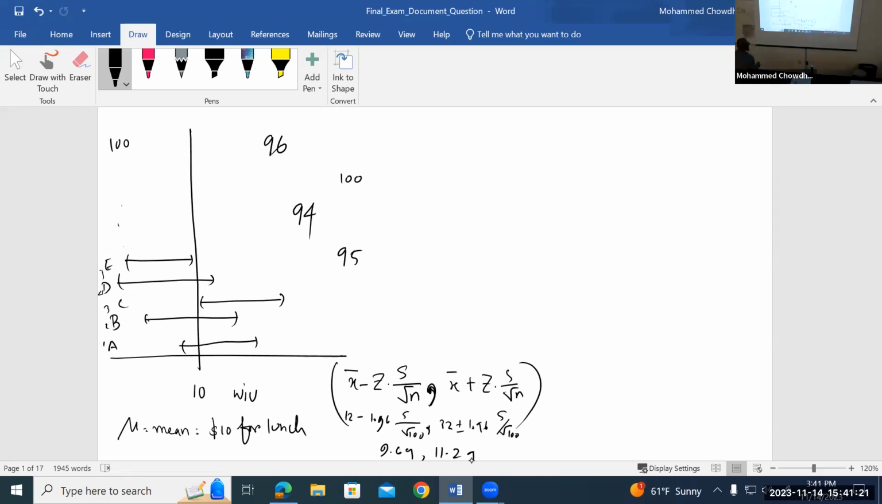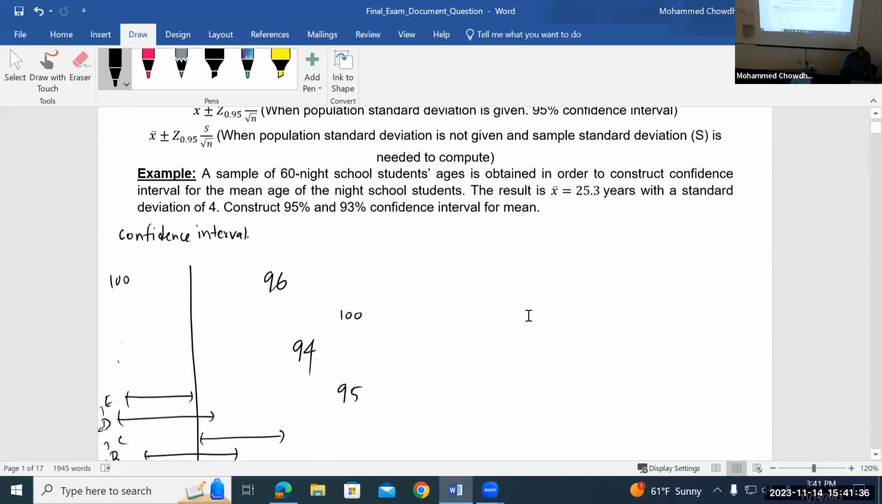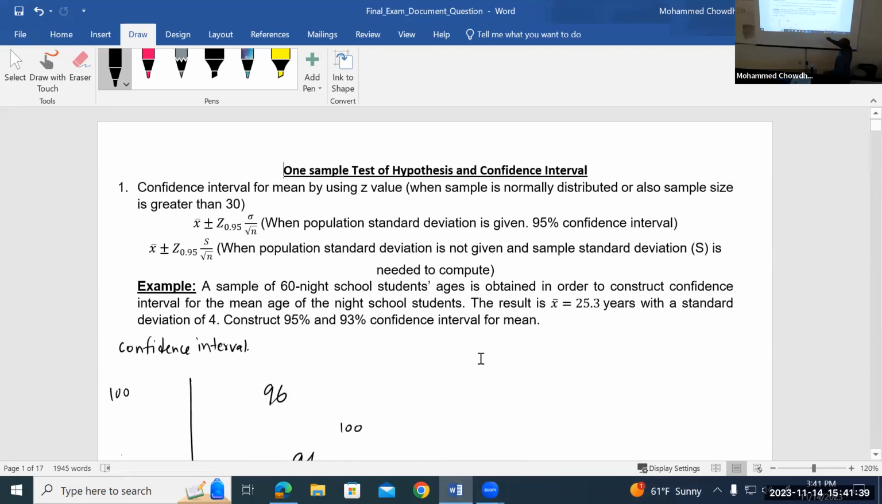Why did I say 95%? Because the Z value that I am using is called the 95% Z value. So that is why we call it a 95% confidence interval. Now, how the Z value is constructed must be specified in the question. Are you seeing in the question: confidence interval for mean by using Z value? This is the formula when the population standard deviation is given, for a 95% confidence interval. This is the formula when the population standard deviation is not given and the sample standard deviation is needed to compute it. Now, this is the real life problem I'm going to solve.